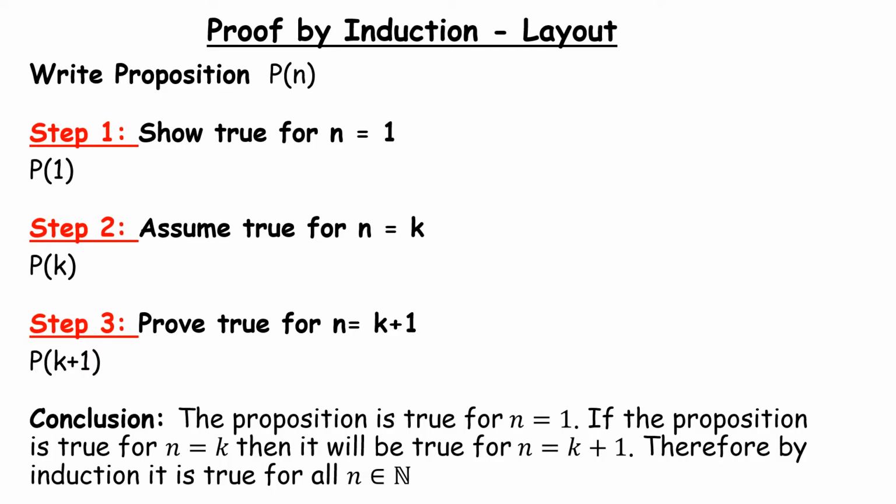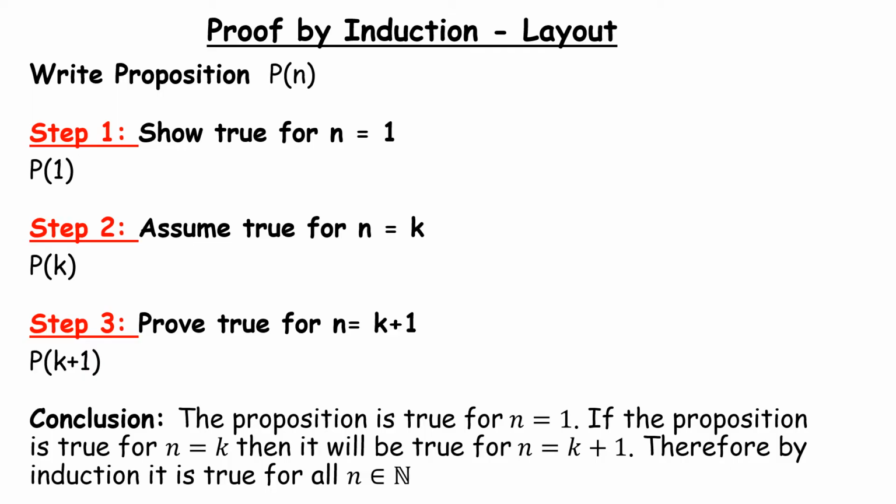So first thing we're going to do is write our proposition, Pn. We then show that it's true for n equals 1. That's step 1, so that's effectively P1. For step 2, we assume it's true for n equals k. All that involves is subbing in k instead of n, and we stop. There's no proving. We just write that statement and we say that that is true. We're assuming that. Step 3 is then prove true for n equals k plus 1. So that's P of k plus 1. And when we've proven that to be true, we end all of our questions with a conclusion.